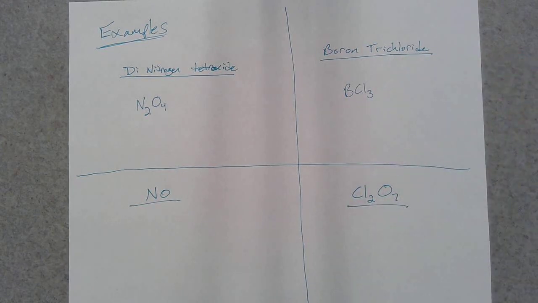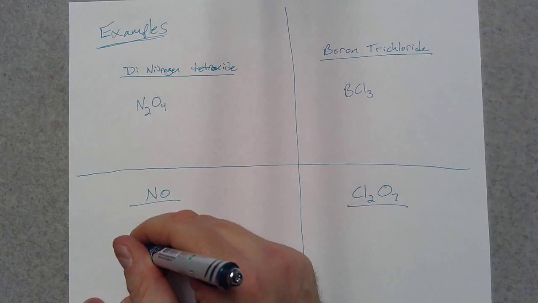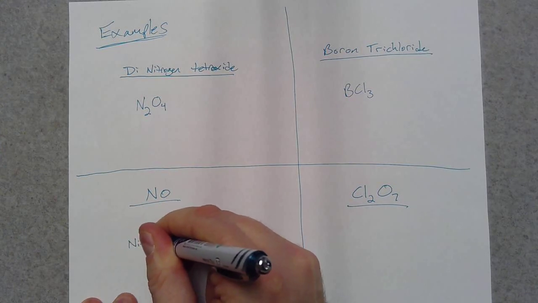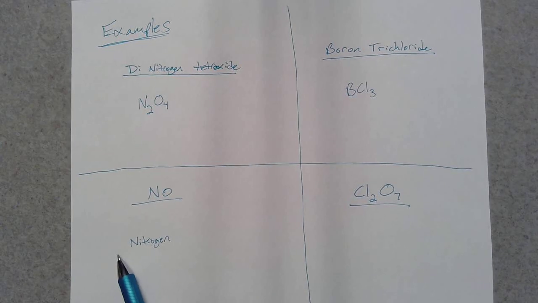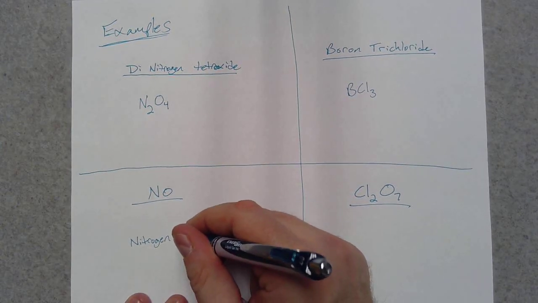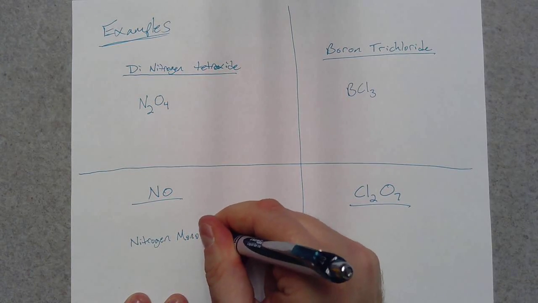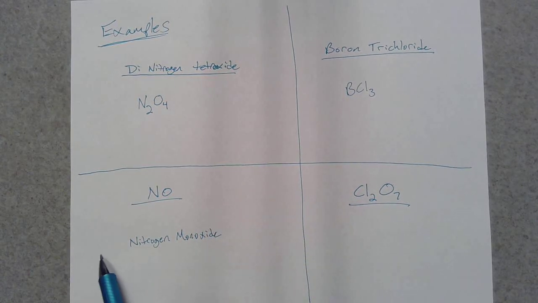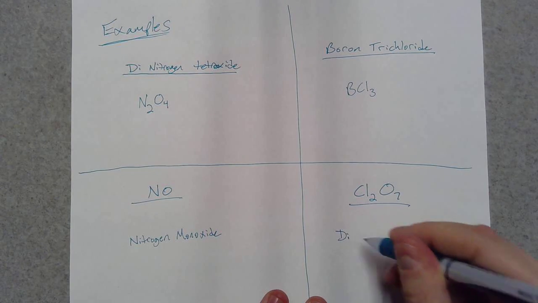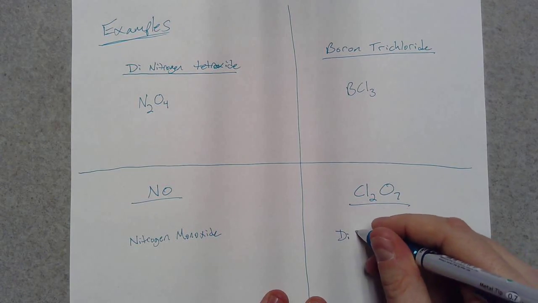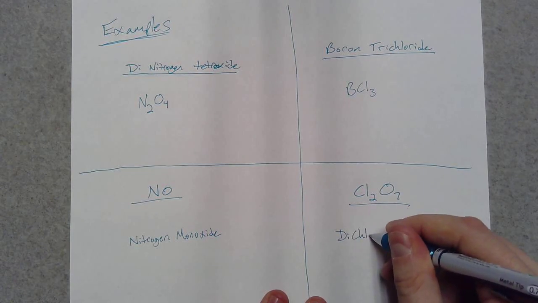Now let's look at NO. So I have nitrogen. You don't put mono in this case with nitrogen. It's just out in front. So it's nitrogen, and the other part is monoxide. So if mono is the first one that starts it off, we just hack it off, and it's nitrogen. And then over here, we have 2. So we have di. It's chlorine, dichloride.